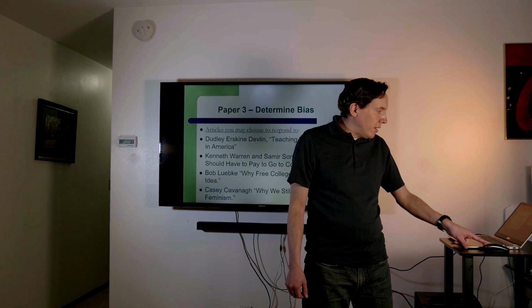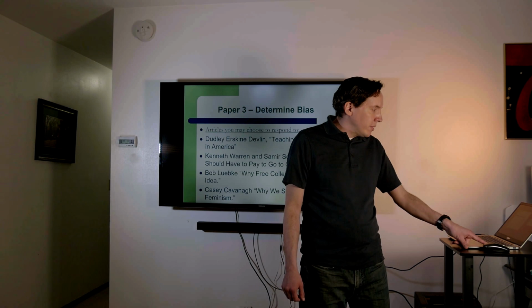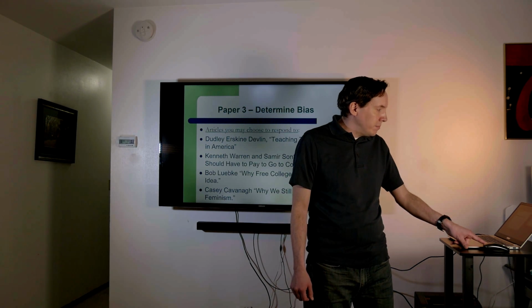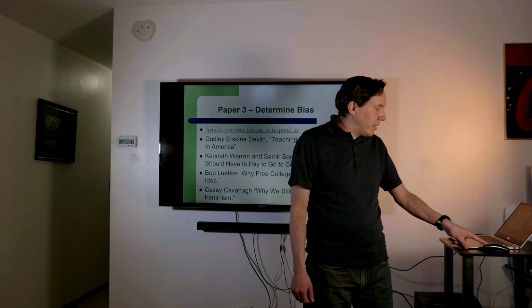So the articles that you can choose to respond to, the first one would be by someone named Dudley Erskine Devlin, titled Teaching Tolerance in America. You can also choose Kenneth Warren and Samir Santi's Nobody Should Have to Pay to Go to College. You could also do it on Bob Lutke's Why Free College is a Bad Idea. And then Casey Kavanaugh's Why We Still Need Feminism.